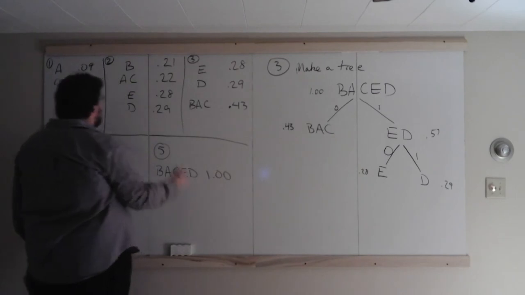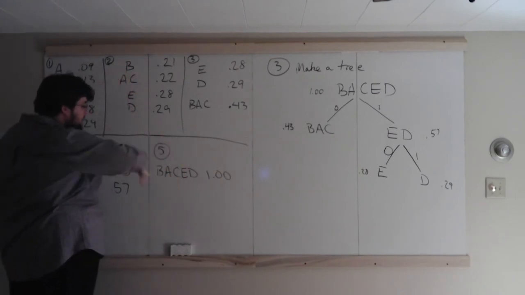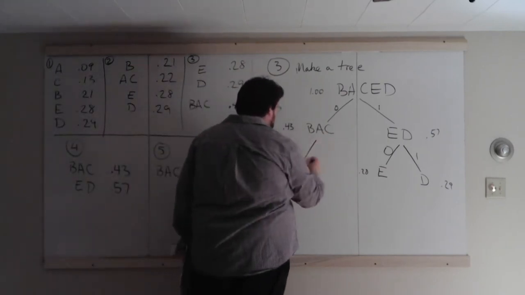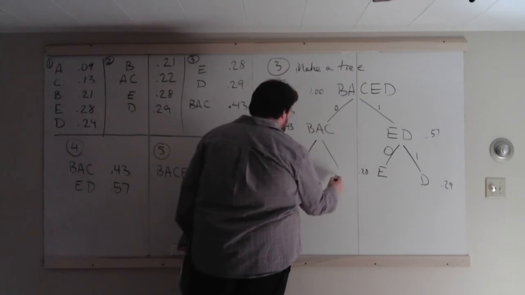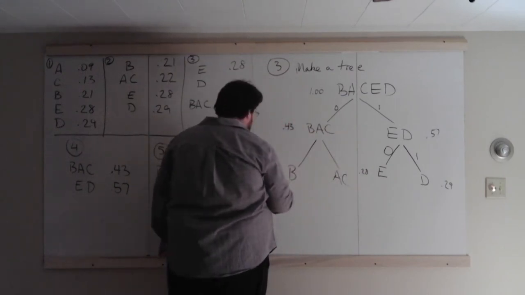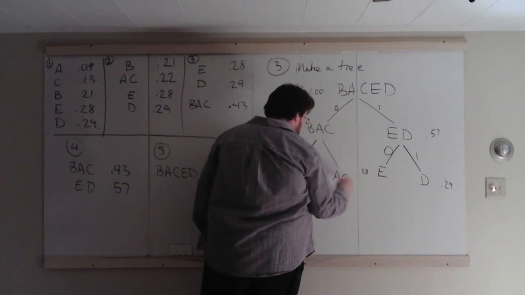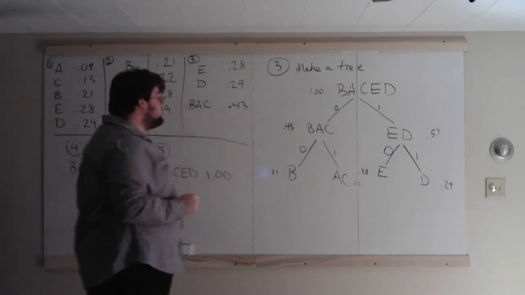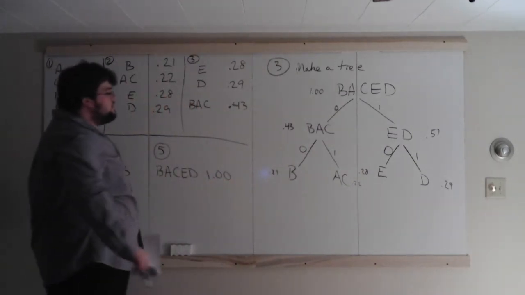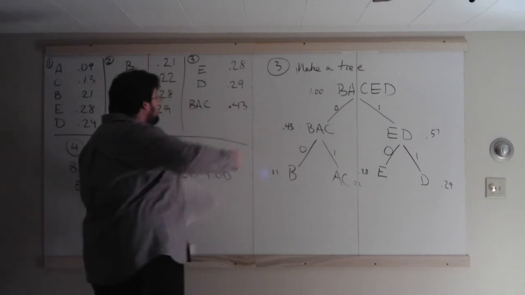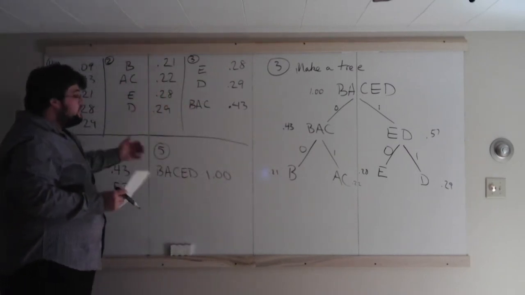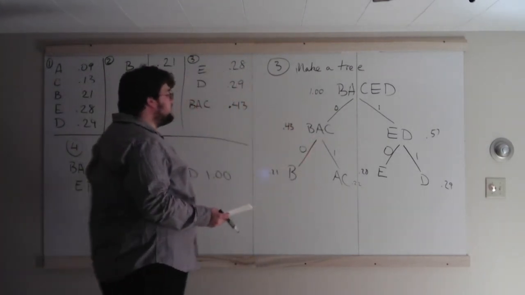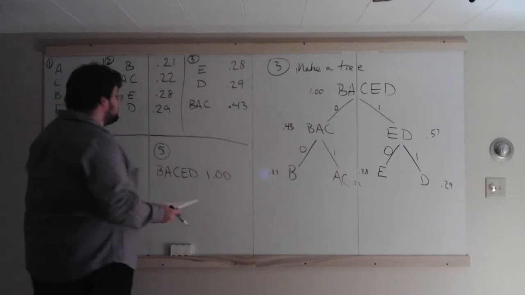Now to break BAC down, first in a backwards sense, we have B and AC. So we have B and AC. B occurred 21%, A or C occurred 22%, 21 is less than 22, 0, 1. Since we're always putting the lesser one on the left and on top, the zeros are always going to go on the left. So you don't necessarily have to write out those probabilities, but I did for this example.